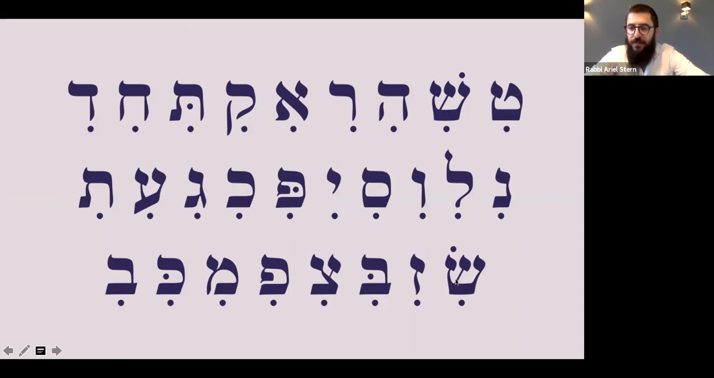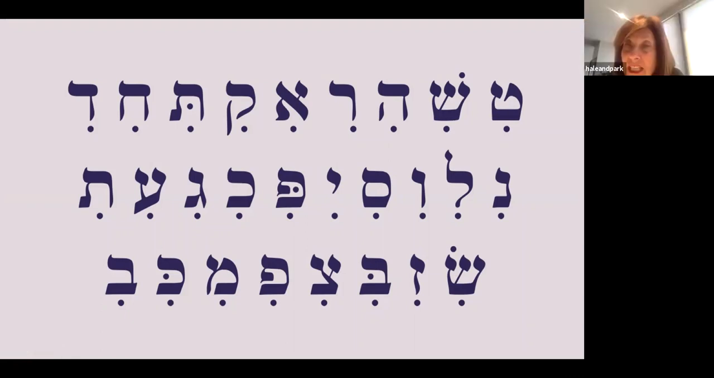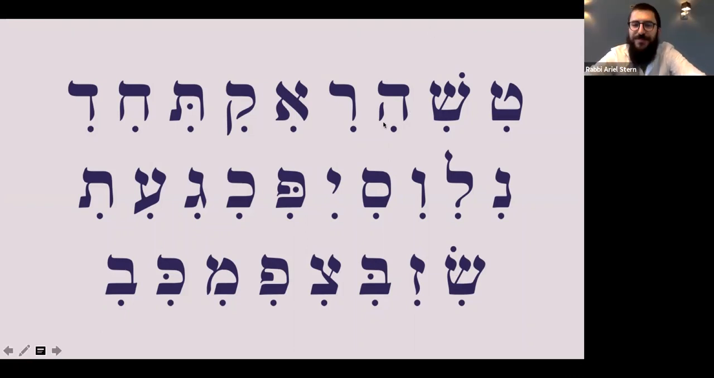So Irene, you want to read the first line for us? Okay, go for it. T, she, he. Excuse me. What's the second letter? She. Okay, yes. Go slowly, slowly but surely. He, she, he, re, e, ki, t, he, d.